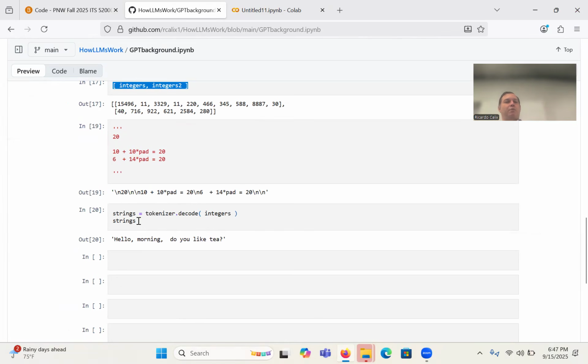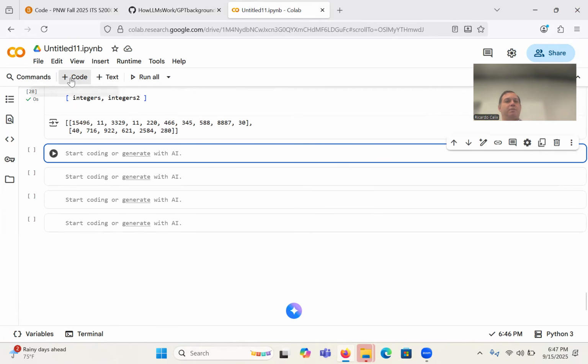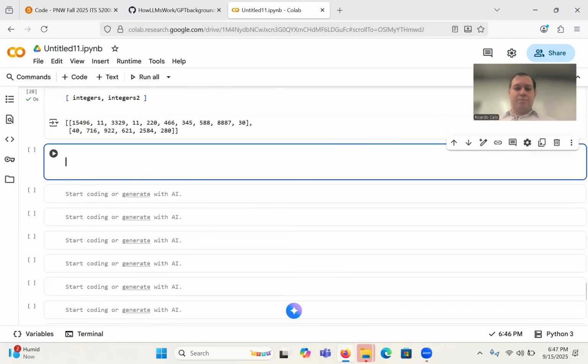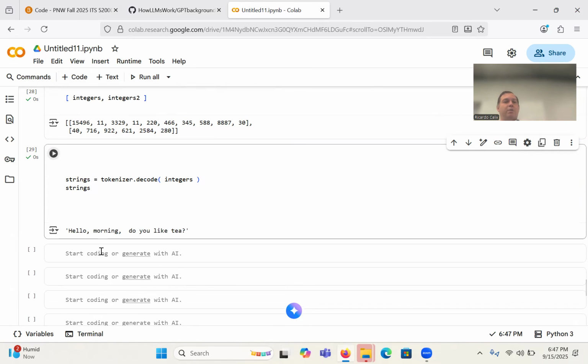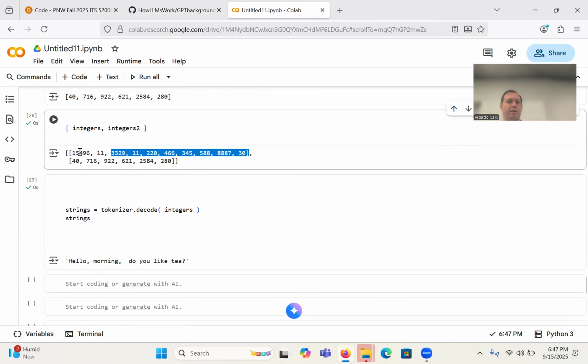Now let's reverse the process and convert the integers back to strings. Here, tokenizer.decode integers, and we just get hello, morning, do you like tea? Okay, we can play with these a little. I'm going to take the longer one.